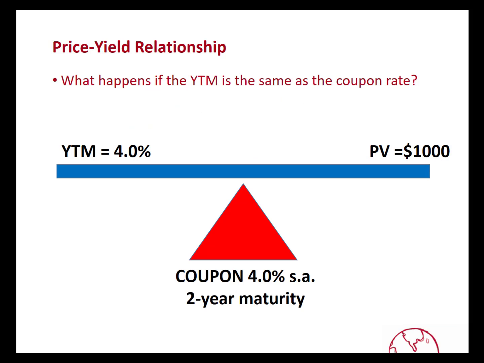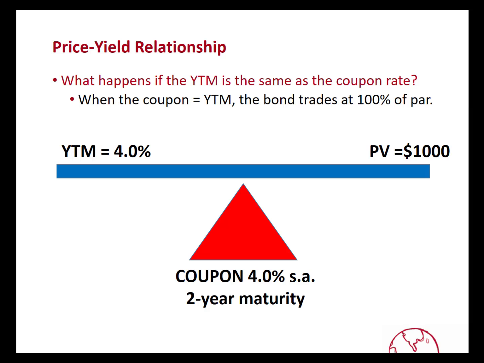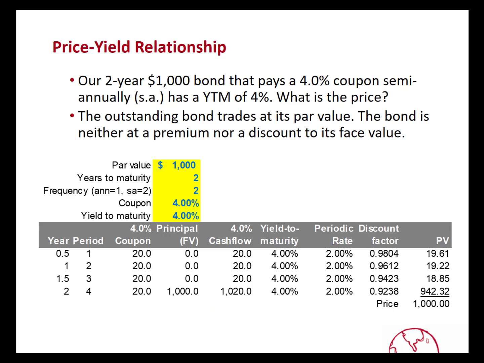Last question, what happens if the yield to maturity is exactly the same as the coupon rate? In other words, if the coupon is 4% and the yield to maturity is also 4%. We're going to find that the bond is going to trade at 100% of its par value, or at $1,000. We can show this by doing the calculation in Excel, where we calculate the cash flows, the discount factors, and find their present value. Another way of thinking about this, however, is that you're growing your money at 4% and you're discounting it at 4%. So you're going to end up at the face value of par.